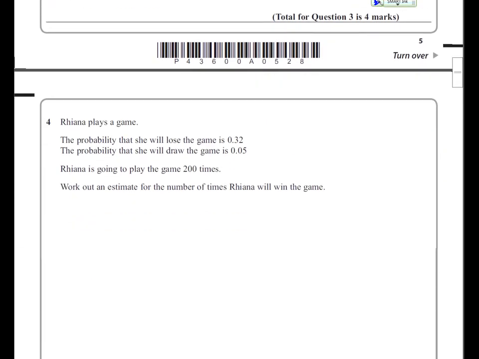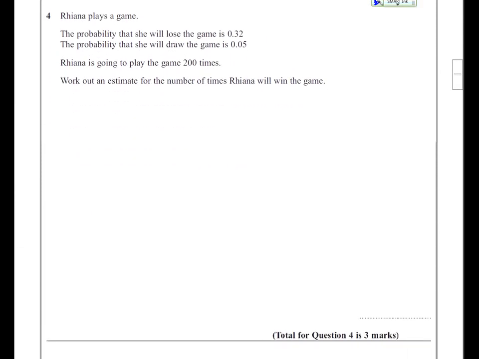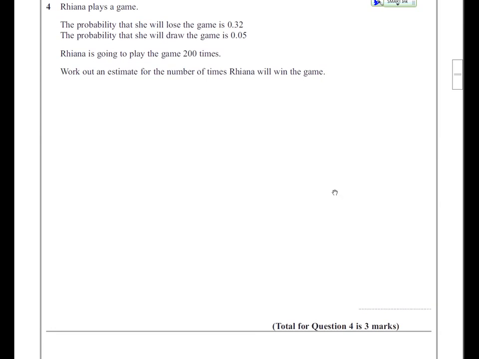Yeah, next question. Rihanna plays a game. Hope it's a fun game. The probability that she will lose the game is 0.32. The probability that she will draw the game is 0.05. Rihanna is going to play the game 200 times. Work out an estimate for the number of times Rihanna will win the game.